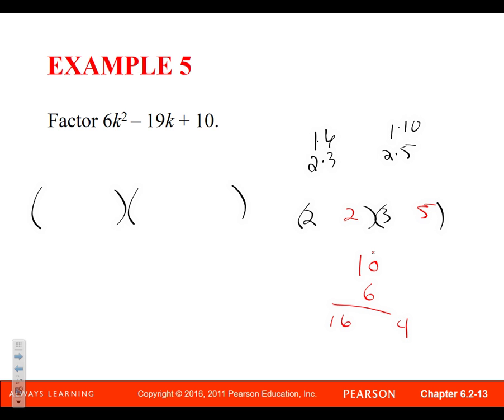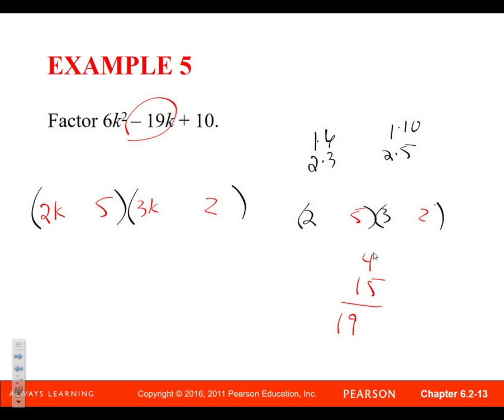Now, before I discard it, I'm going to swap the 2 and the 5. So I'm going to put the 5 here and the 2 there. Let's see what I get here. Outside, 4. Inside, 15. If I add them, I get 19. Oh, I was looking for 19. So there it is. That means there is a specific order I want to do them in. It's going to be a 2K and a 5, and then a 3K with a 2.